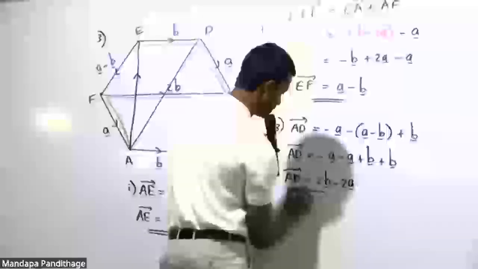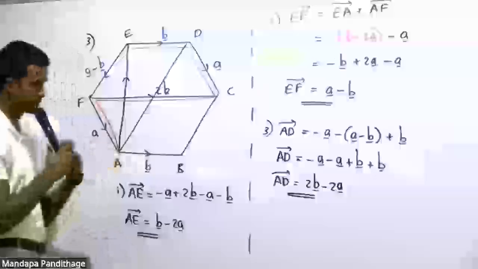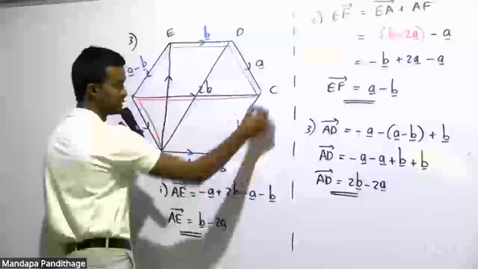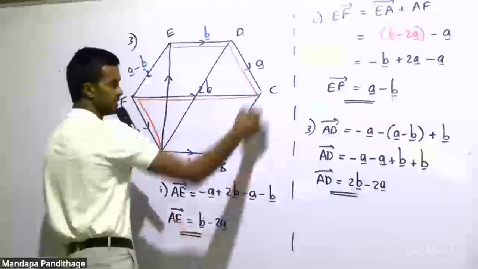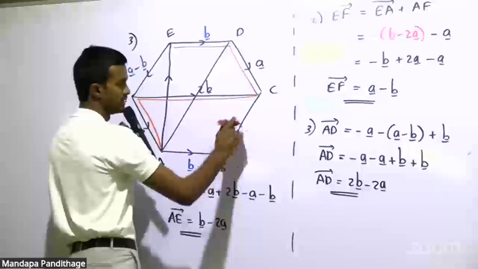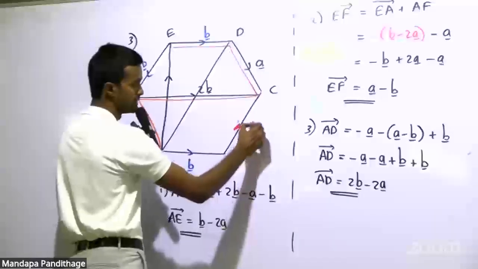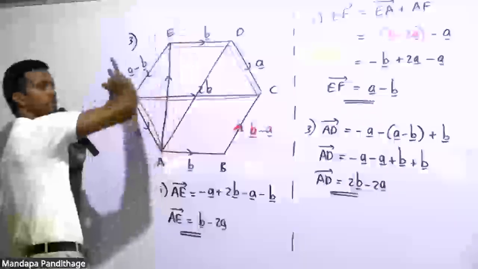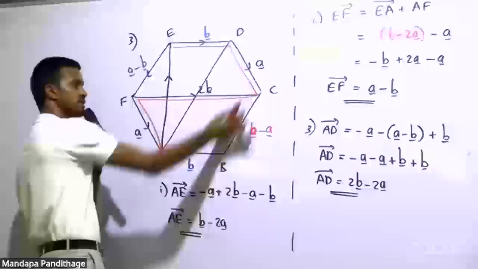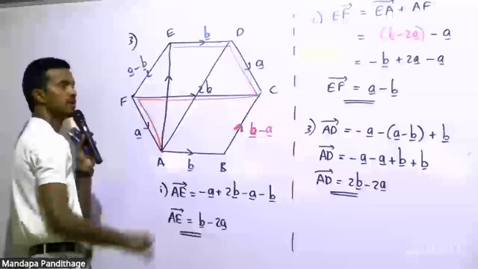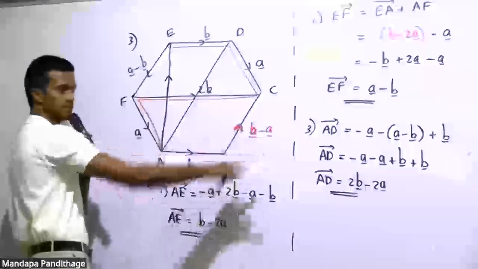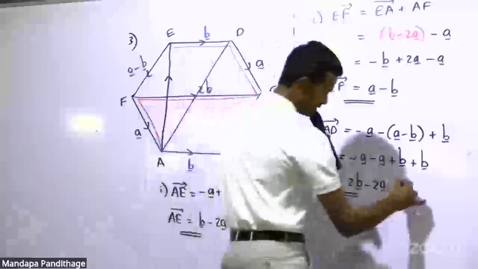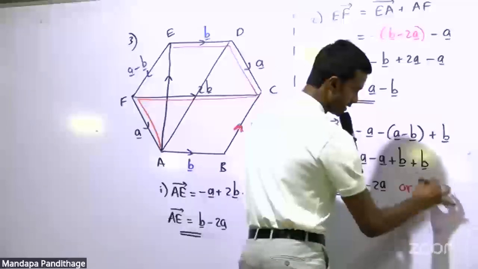And there is another way you can take this, because I know this is A minus B, which means even this is A minus B. If you take the direction change, this is B minus A. If you consider the direction change, it's B minus A. And AD is twice of this. That is the same answer, no? AD is twice of this.